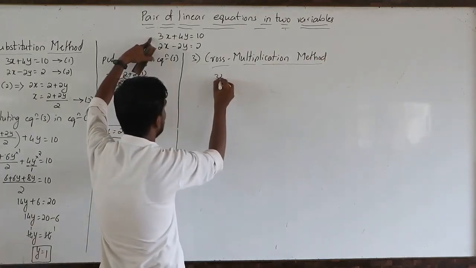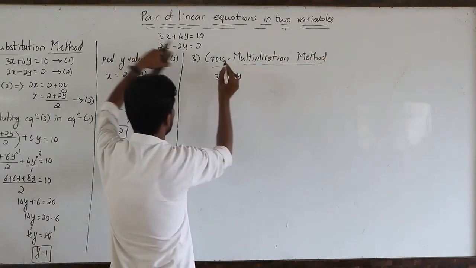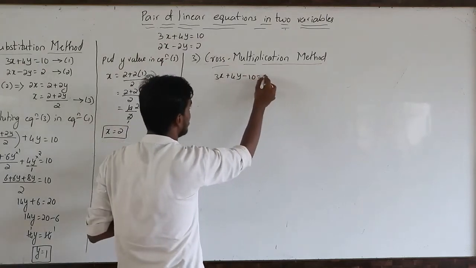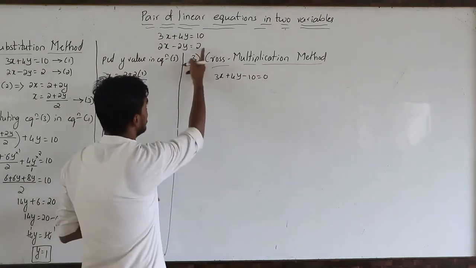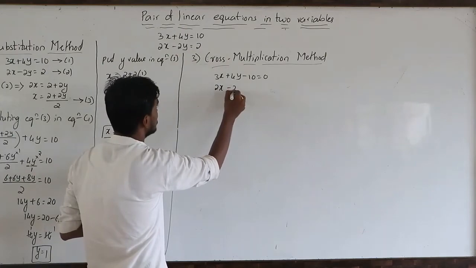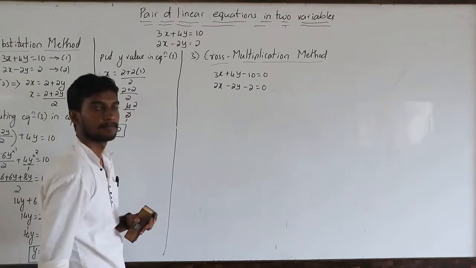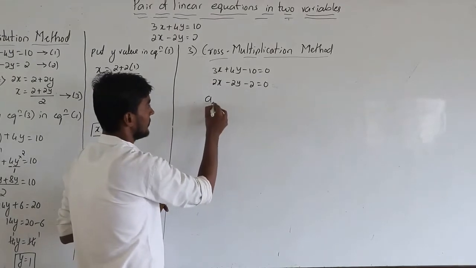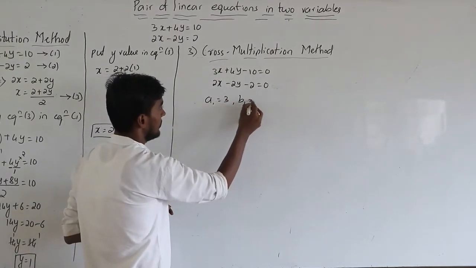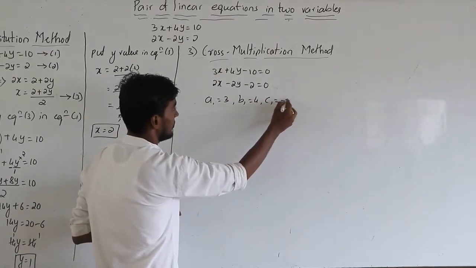So 3x plus 4y, this plus 10 if you bring this side, minus 10 is equal to 0. This 2, if you take this side, 2x minus 2y minus 2 is equal to 0. So here a1 value is 3, b1 value is 4, c1 value is minus 10.